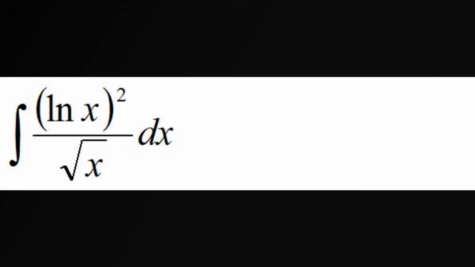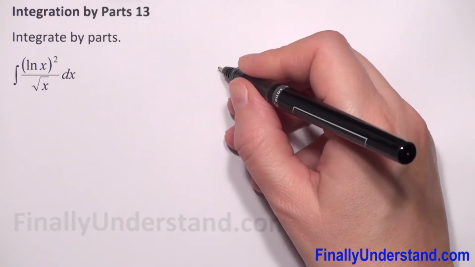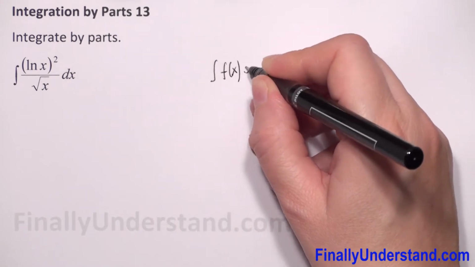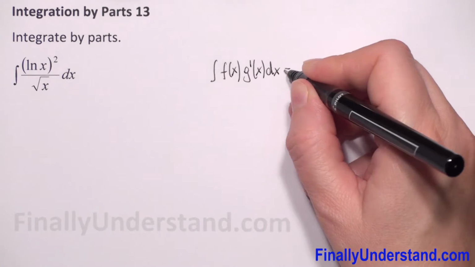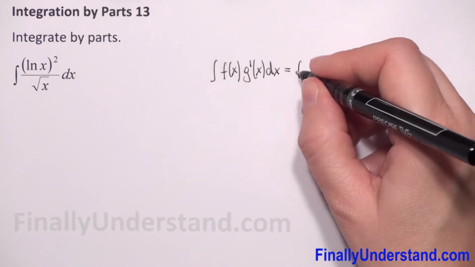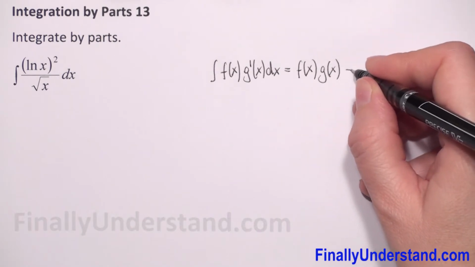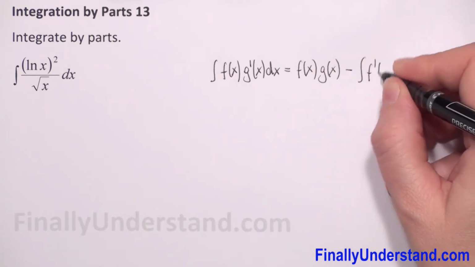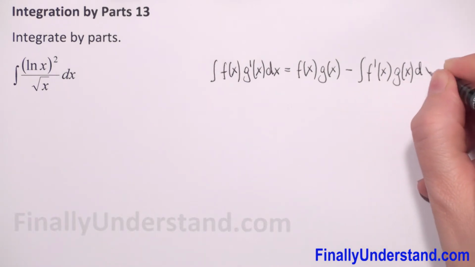We have to use the formula for integration by parts. So let me remind you of this formula first. We have the integral of f of x times g prime of x with respect to x. This is equal to f of x times g of x minus the integral of f prime of x times g of x with respect to x.